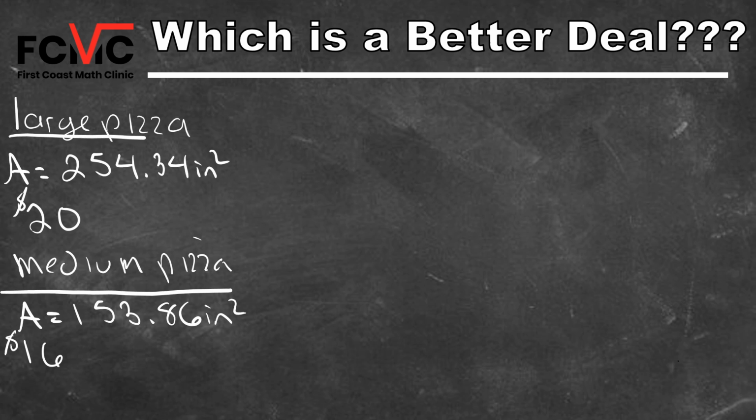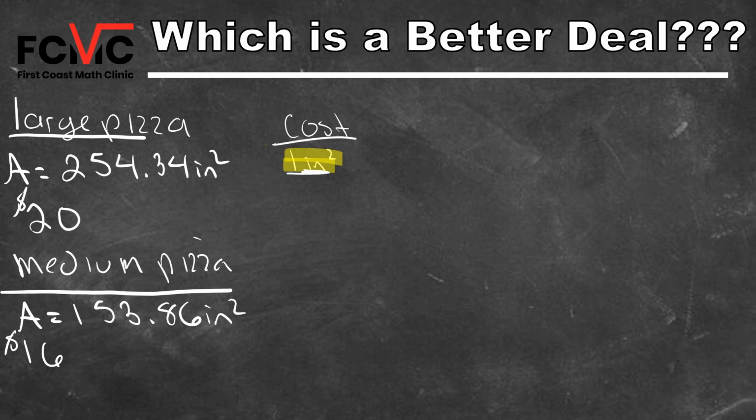Now we want to compare the two and figure out, what is the cost per inch squared? And by keeping our denominator consistent, having 1 inch squared as our denominator, we can compare the cost at a constant rate, right? I can't say, well, it's $20 for 254.32 inches squared, but $16 for 153.86 inches squared. It's difficult to compare those two and do a fair comparison. But if I say, how much for 1 inch squared, then I can say easily which one is more expensive, which one is less expensive.